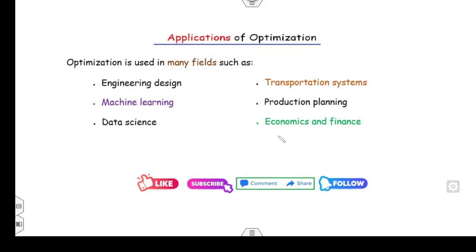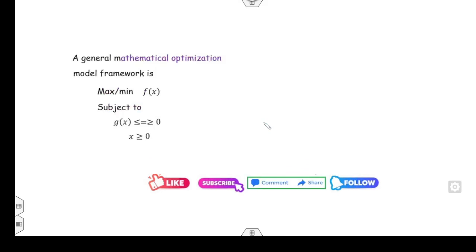As we have known, optimization occurs in many fields such as engineering design, machine learning, data science, production planning, and so on. The general mathematical model of any optimization technique is maximize or minimize f(x), where f is called the objective function. What is the meaning of the objective function? The function which we want to maximize or minimize, subject to the constraints, g, which are my restrictions.